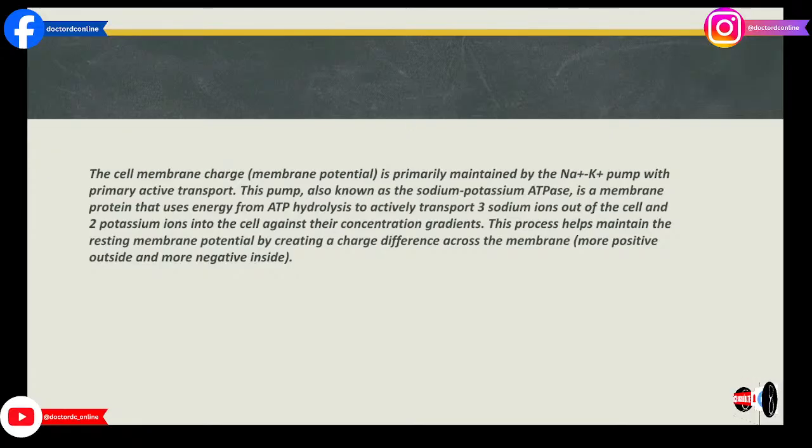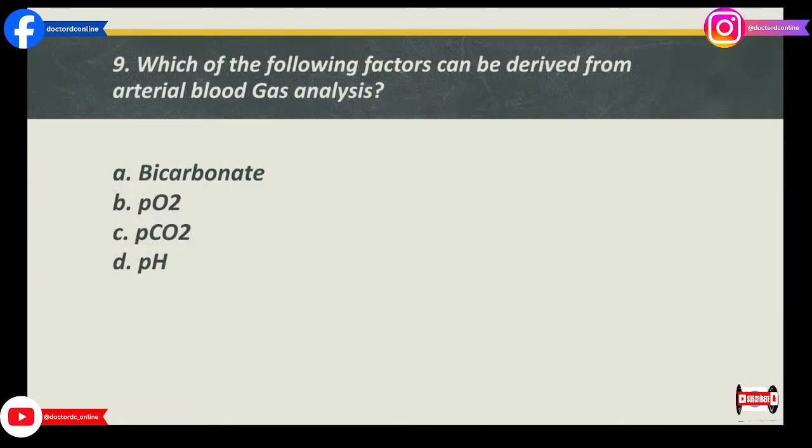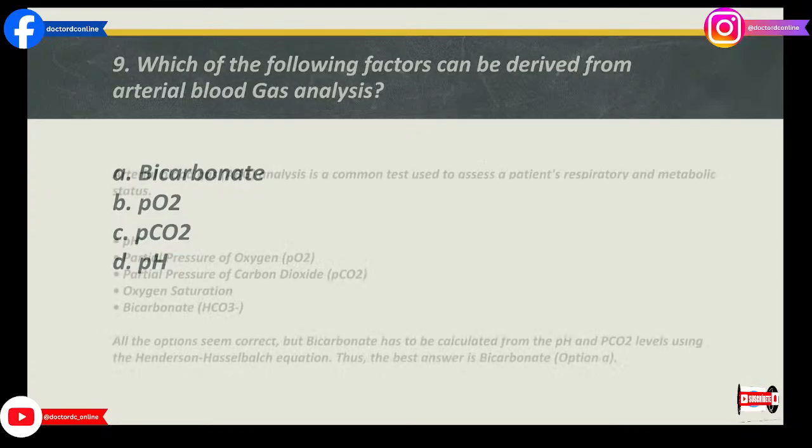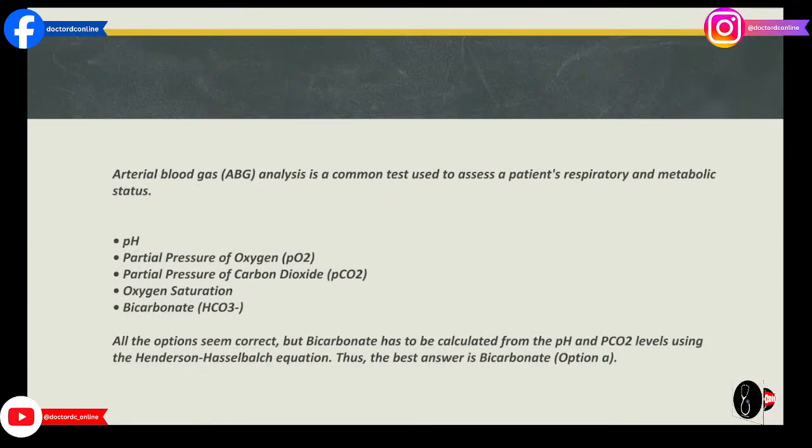In question 23, you are asked which value is derived, not directly measured, in arterial blood gas analysis. The options are option A, bicarbonate, option B, partial pressure of oxygen, option C, partial pressure of carbon dioxide, and option D, pH. Bicarbonate is calculated using the Henderson-Hasselbalch equation. The correct answer is option A, bicarbonate.